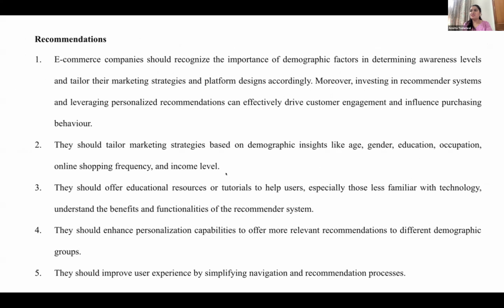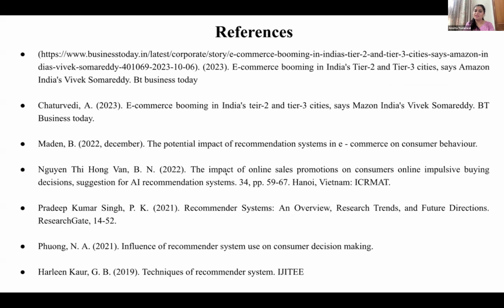Here are a few recommendations for e-commerce companies. They should recognize the importance of demographic factors in determining awareness level and tailor their marketing strategies and platform designs accordingly. Moreover, they should invest more in recommendation systems and leverage personalized recommendations. They should tailor marketing strategies based on demographic insight, as this research paper found that age, gender, and income level matter. They should also offer educational resources and tutorials to help those who are less familiar with the technology. They should enhance personalization capabilities to offer more relevant recommendations to different demographic groups.